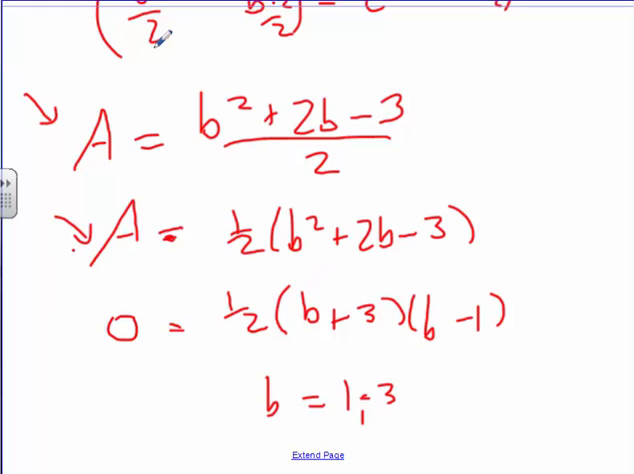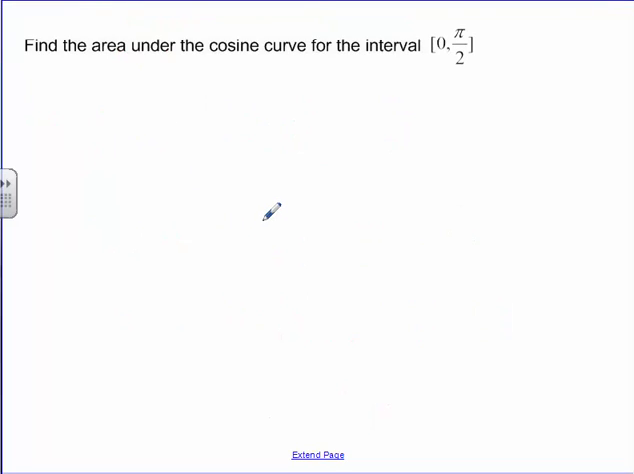So, well, let's try another example here. Let's try to find the area under the cosine curve exactly using 0 and pi over 2.